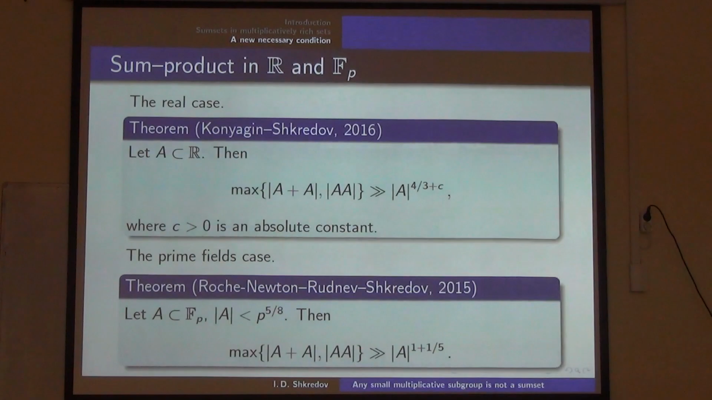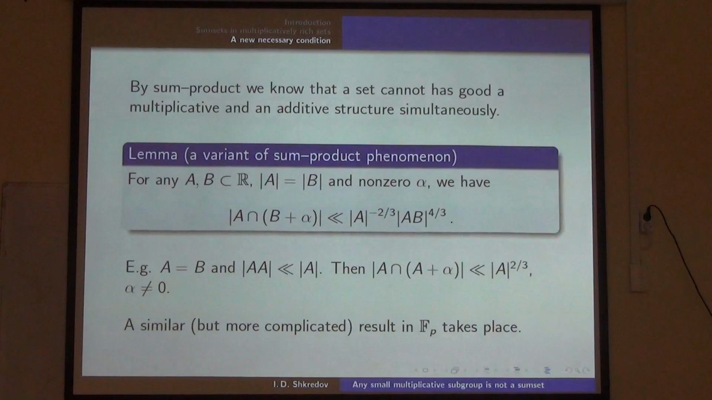After that, we formulate the sum-product statement in a way which is useful for us. Suppose that you have two sets A and B and a non-zero alpha, then this intersection is controlled by this quantity. What does it mean? Suppose that A equals B, and you have a set which is multiplicatively rich, so A times A is small, comparable to A. Then for any shift, A intersect A plus alpha must be really small compared to A. It's |A| to the power 2/3. So if you have a lot of multiplicative structure, then the additive structure is rather poor.